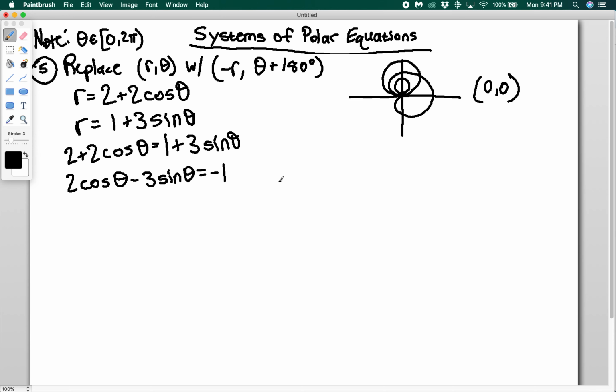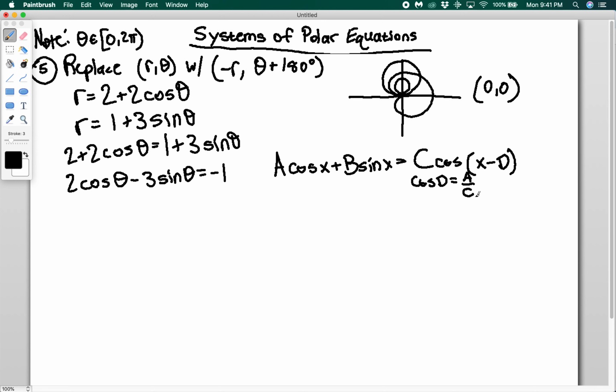And remember, you can use the fact that a cos x plus b sin x is equal to c cosine of x minus d, right? Where cosine of d is equal to a over c, and sine of d is equal to b over c, which means in this case you're going to have cosine of d.